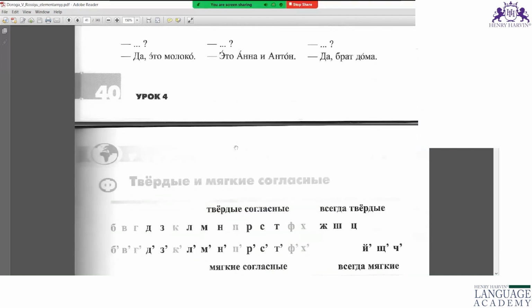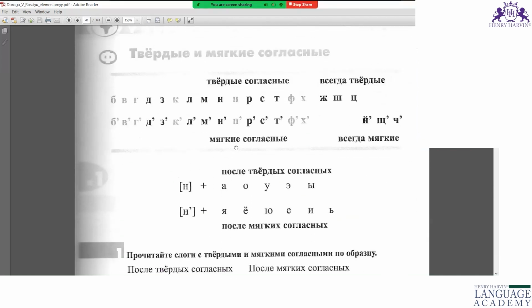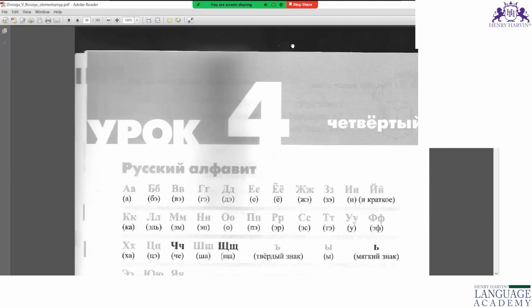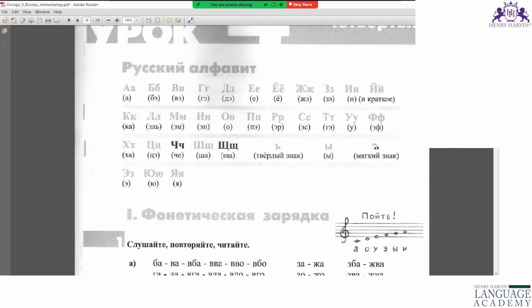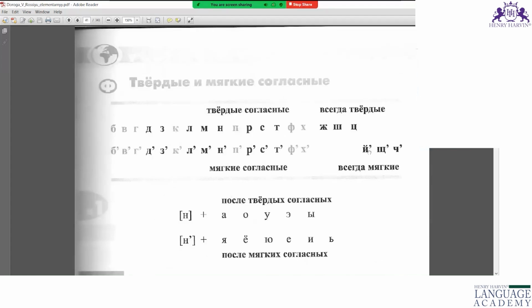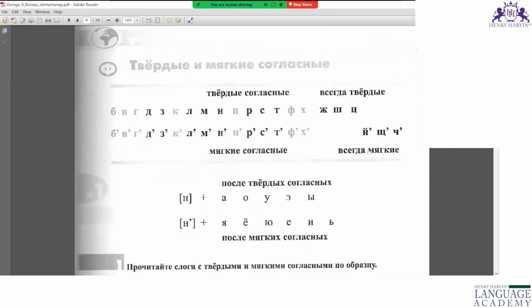Давайте следующий идем. Okay, let's go to the next. So now we have твердые и мягкие согласные. So what is written here? Hard and soft consonants. In the beginning of the lesson, I said we will have a soft sign today. This letter, the soft sign. Now we just need to understand how to pronounce certain consonants.